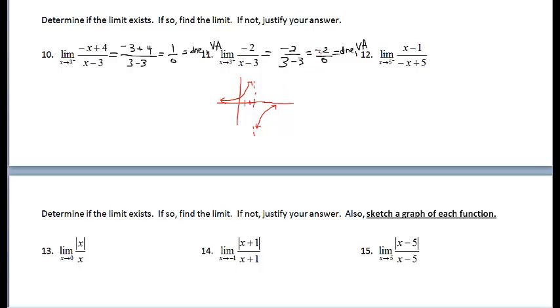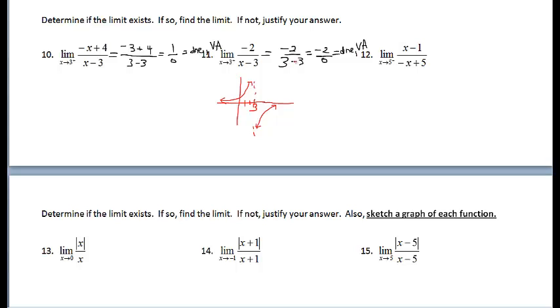So if we were trying to be descriptive about what kind of asymptote it is, we can look at this visual and say, well, here's 3. If I'm approaching 3 from the right, I'm approaching negative infinity. So that would just be a little more descriptive, a negative infinity here.